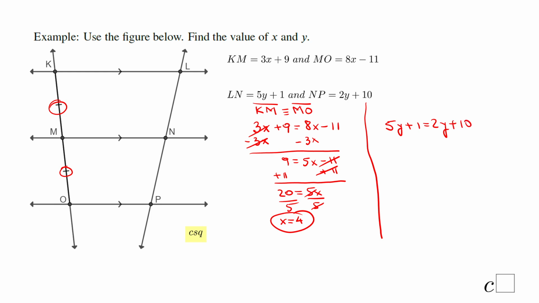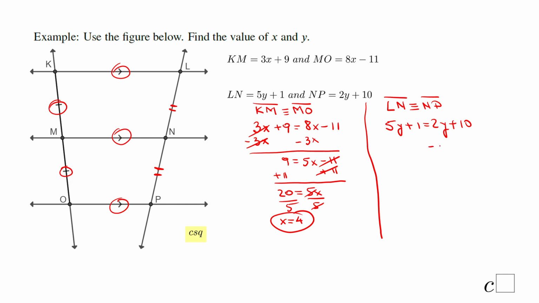This algebraic statement comes from this statement. LN should be congruent with NP because we have 3 parallel lines and these transversal and these parallel lines form these 2 congruent segments, so therefore these 2 need to be congruent also. So the previous theorem, we use it here.